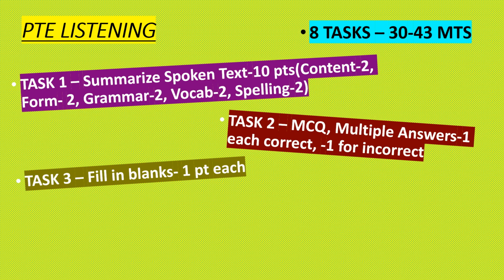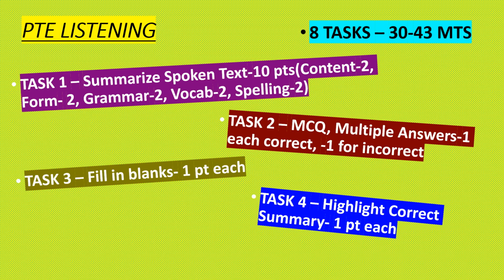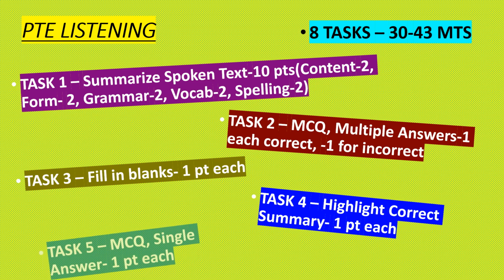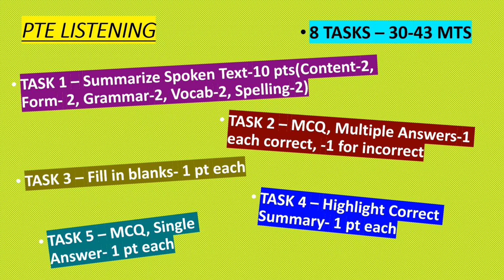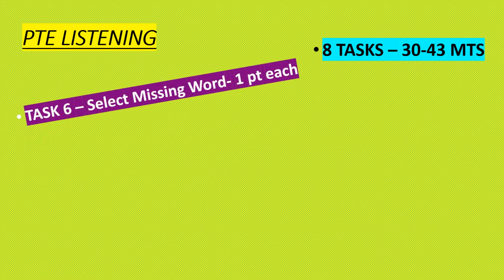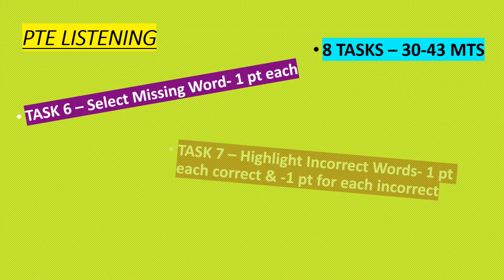Task 3 is fill in the blanks, 1 point each. Task 4 is highlight correct summary, 1 point each. Task 5 is multiple choice question, single answer, 1 point each. Task 6 is select missing word, 1 point each.